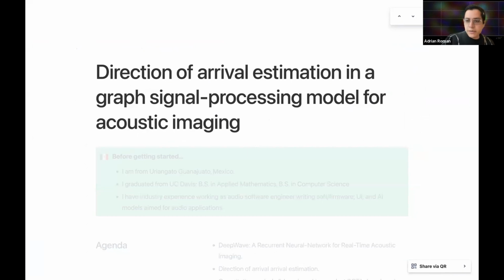Hi, everyone. As Ian mentioned, my name is Adrian Roman, and today I'm going to talk about how we estimate direction of arrival using a graph signal processing model for acoustic imaging.